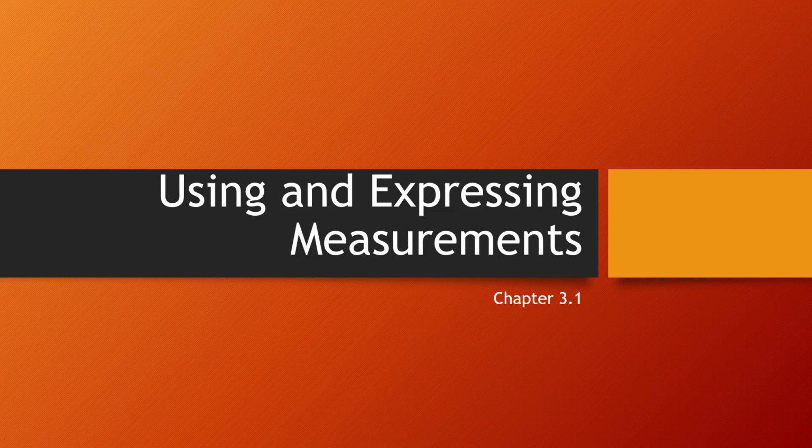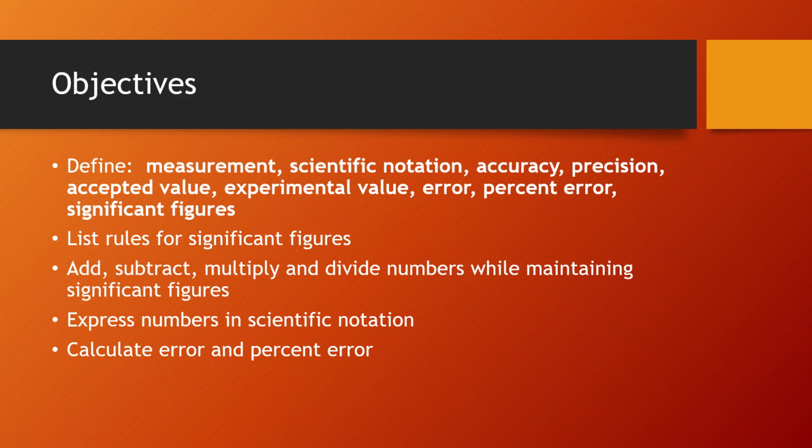This is the second part of the Using and Expressing Measurements lecture. This will be on significant digits. Be able to define accuracy, precision, accepted value, experimental value, error, percent error, and significant figures. Be able to list the rules for significant figures.